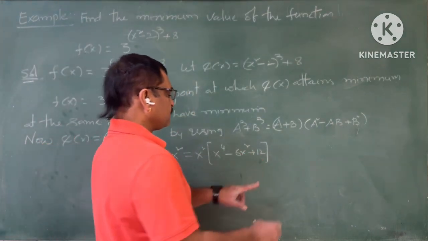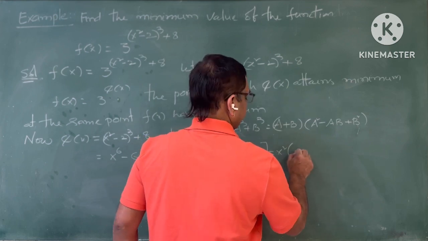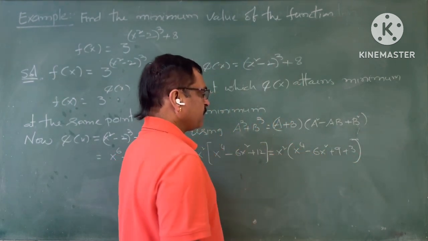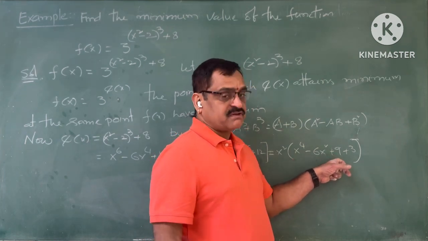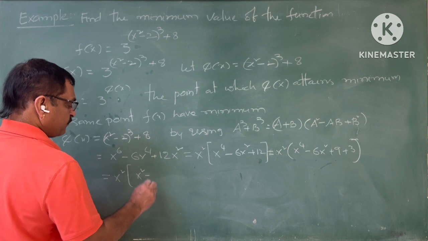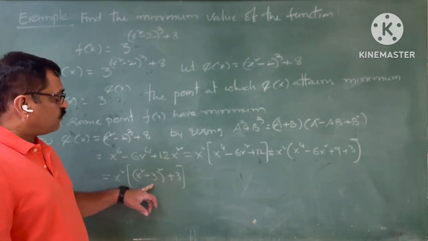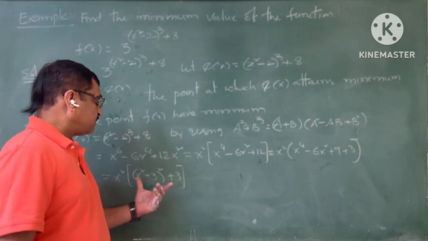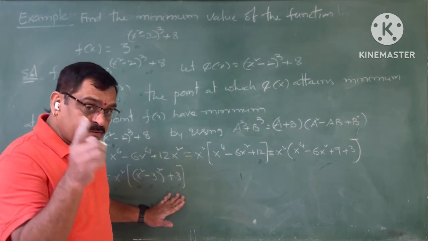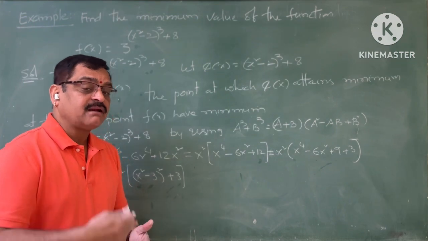Write this 12 as 9 plus 3. So x square times of x power 4 minus 6x square plus 9 plus 3, and this is a square minus 2ab plus b square. So I can write this as x square times of x square minus 3 whole square plus 3. Now here x square minus 3 whole square is positive always for all values of x, and this plus 3, the entire one is positive, and this x square is also positive. Therefore this expression has minimum value at x is equal to 0. Either less than 0 or more than 0, it is going to be higher and higher and higher.